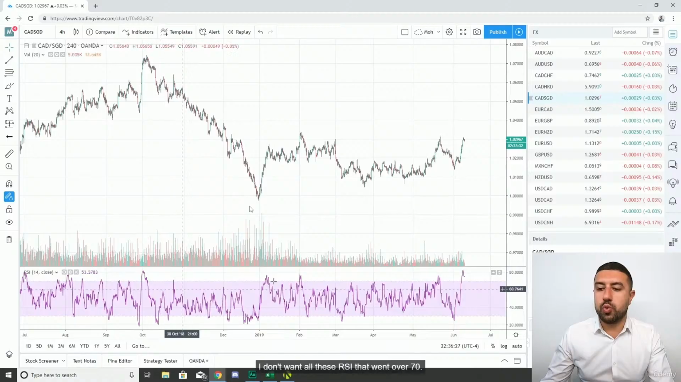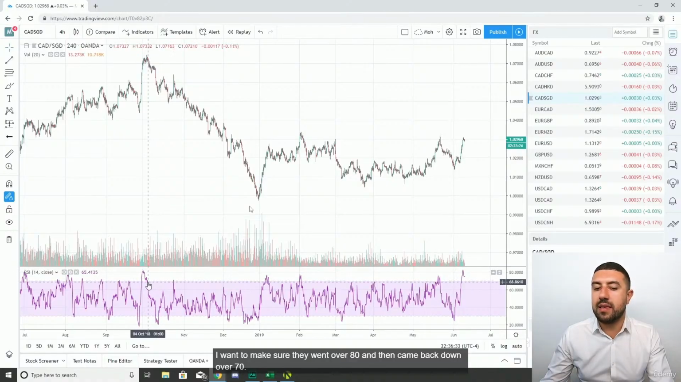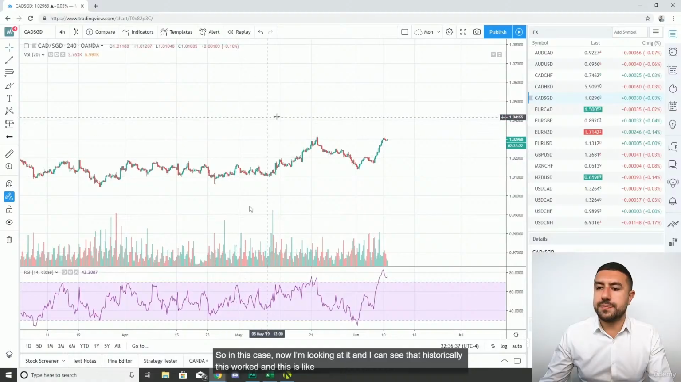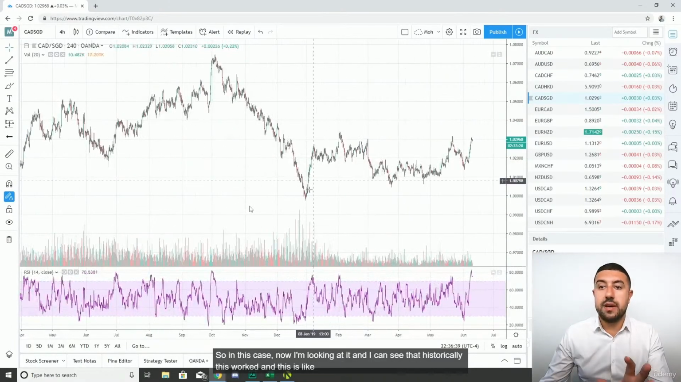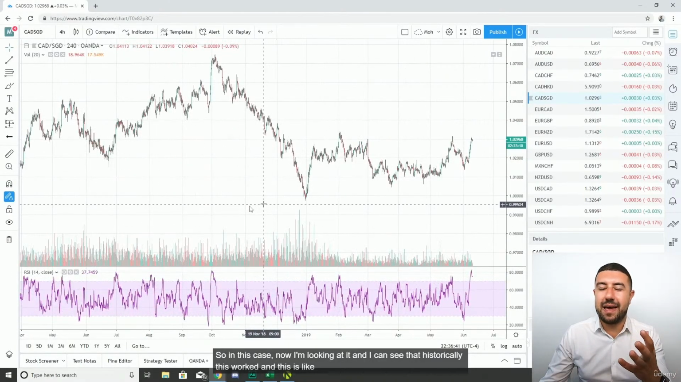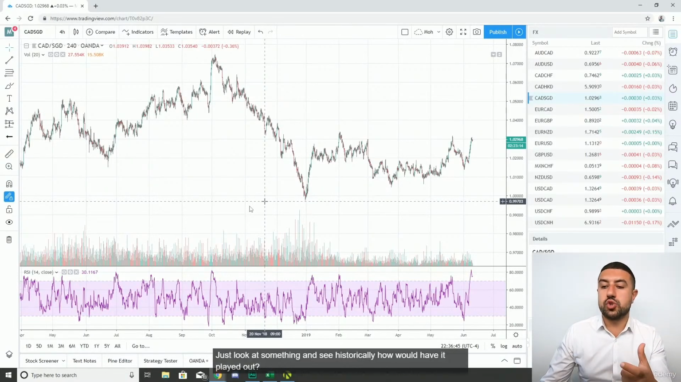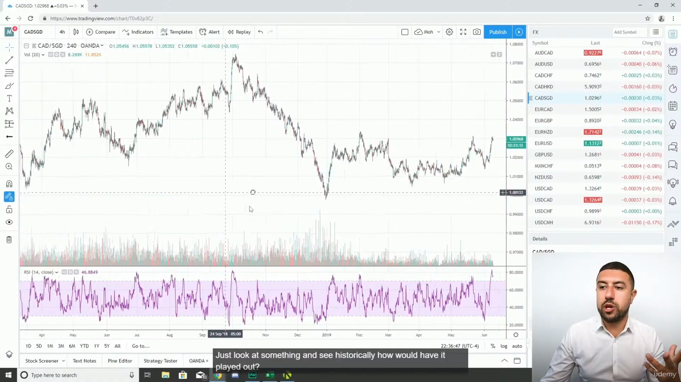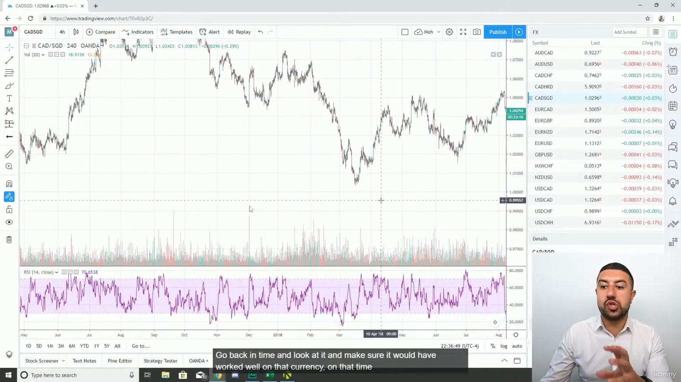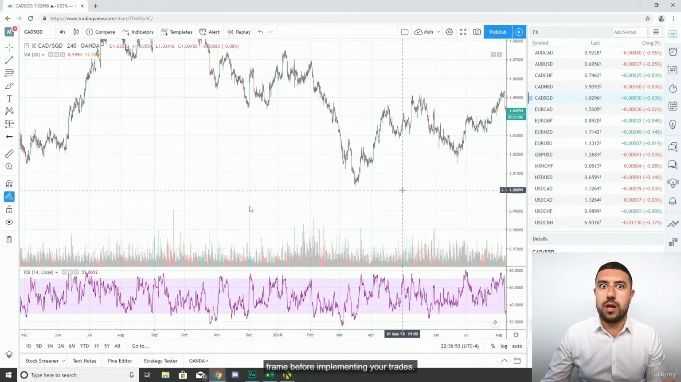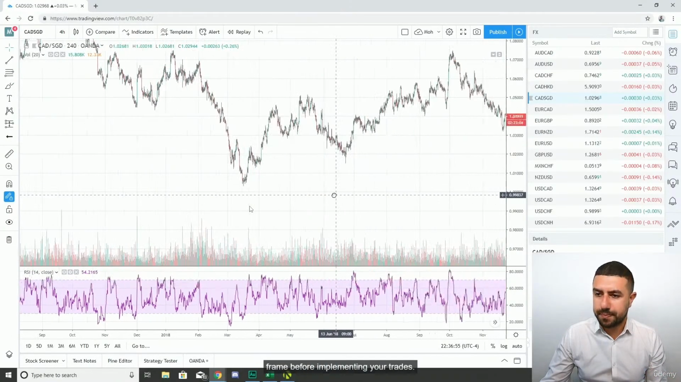And same thing up here. I don't want all these RSIs that went over 70. I want to make sure they went over 80 and then came back down under 70. So in this case now, I can see that historically this worked. This is some type of backtesting that you can do visually. Just look at something and see historically how it would have played out. Go back in time and make sure it would have worked well on that currency pair, on that time frame, before implementing your trades.